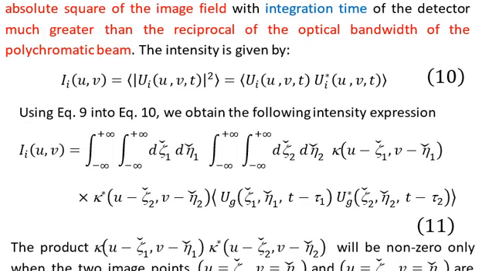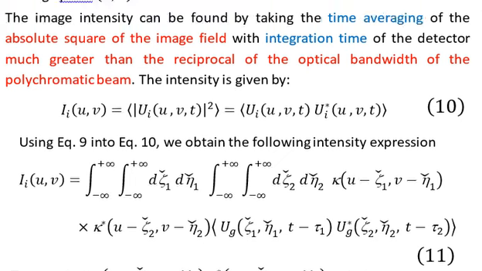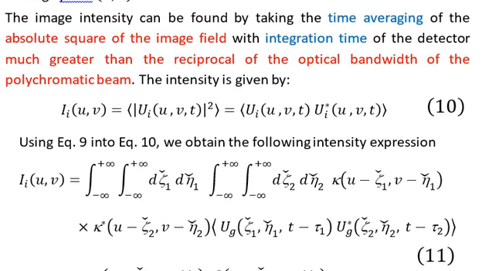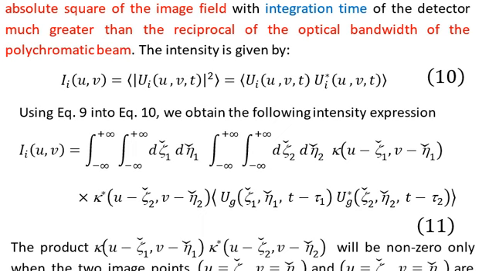Now, using equation number 9 into equation number 10, we obtained the following intensity expression. You see that in equation number 9 we have calculated the field. This field is now going to be plugged into the expression of equation number 10 to find the intensity. Here we have two integrals, because we have two sets of integrals. Both integrals contain limits from minus infinity to plus infinity, and when we combine the two integrals, we have to change the variables from d zeta 1, d eta 1 to d zeta 2 and d eta 2.